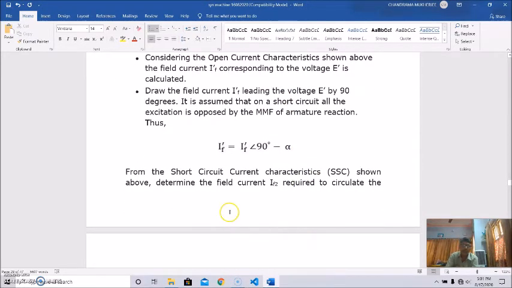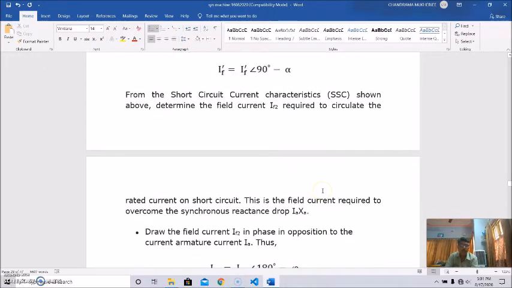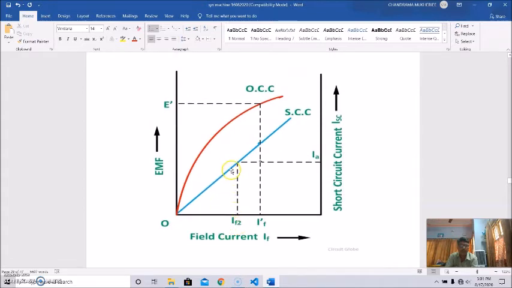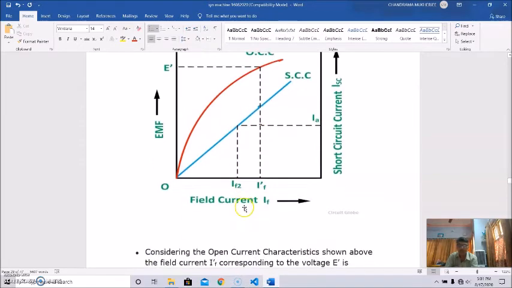From the short circuit characteristics, determine the field current IF2 required to circulate the rated current on short circuit. So this is IF2. Calculate the rated current. This is the rated current on the short circuit characteristics. To get this rated current, the field excitation should be IF2.